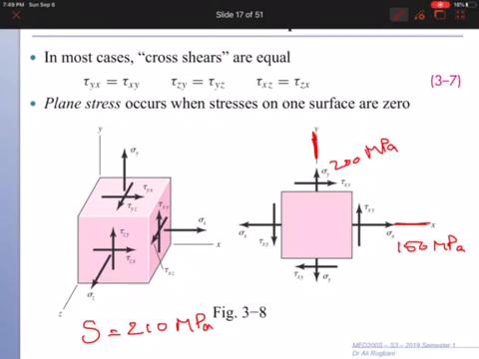Is it safe to say, since strength is larger than stress, the element will be safe?